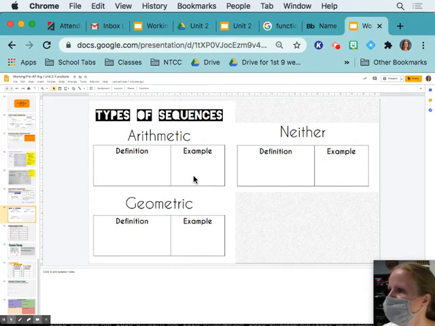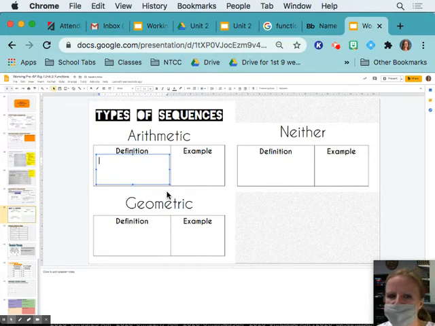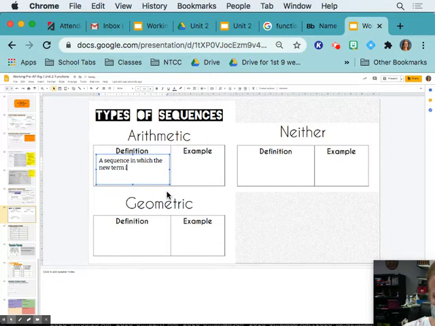All right, so let's talk about our types of sequences. Just a little review. For arithmetic, how do we know that it's arithmetic? Yeah, you're adding a common number, right? A sequence in which the new term is found by adding a number to the previous.